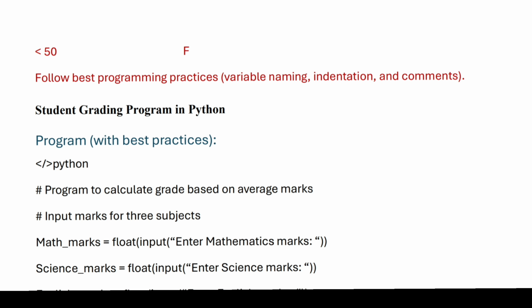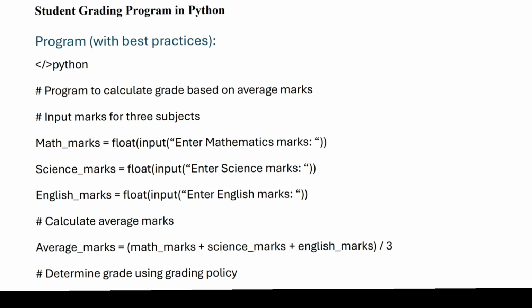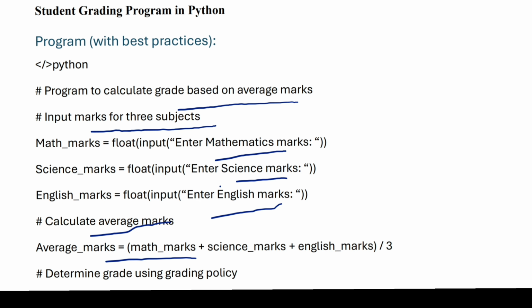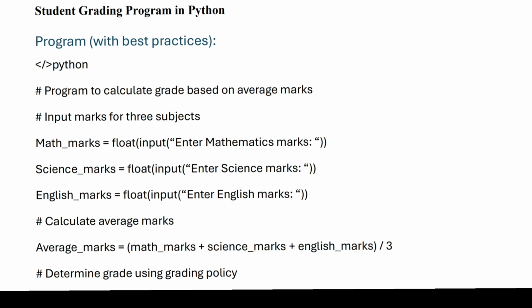So here what they've asked is that you have to follow best programming practice: variable names, indentation and comments. We have to create a program based on that. Okay. So now we have to create the program: grade based on average marks. Input the marks of the subjects. You have to enter the maths marks, science marks and English marks, and calculate the average. You have to add all of these and divide by 3.